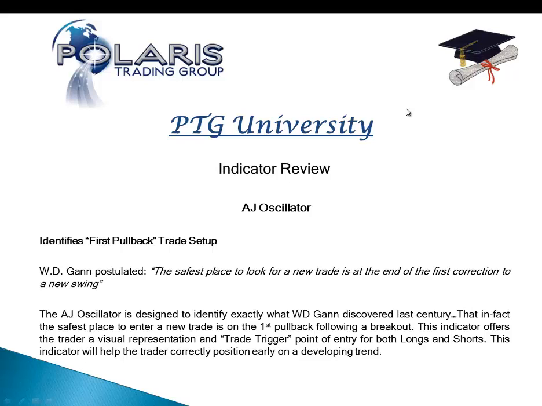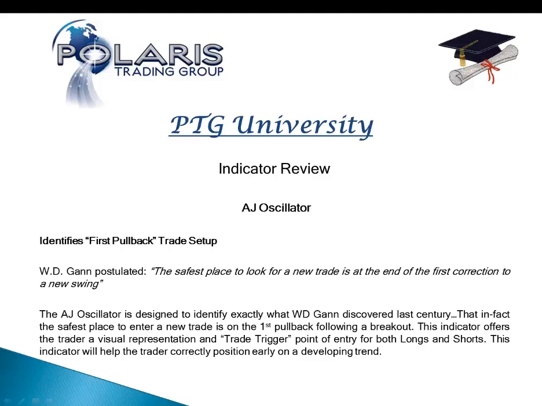Last century, W.D. Gann postulated that the safest place to look for a new trade is at the end of the first correction to a new swing. The AJ Oscillator is specifically designed to identify exactly what W.D. Gann discovered last century, that in fact, the safest place to enter a new trade is on the first pullback following a breakout. This indicator offers the trader a visual representation and trade trigger point of entry for both longs and shorts. This indicator will help the trader correctly position early on a developing trend.